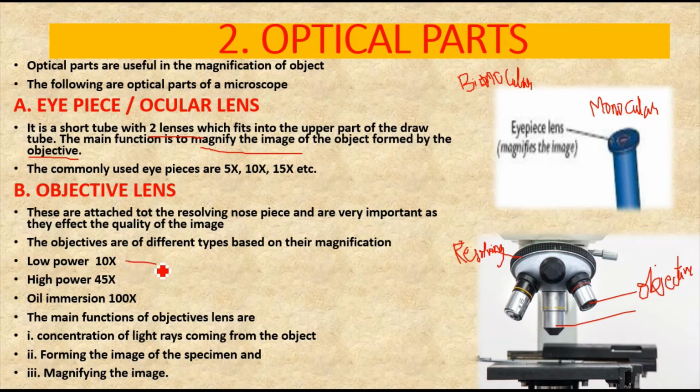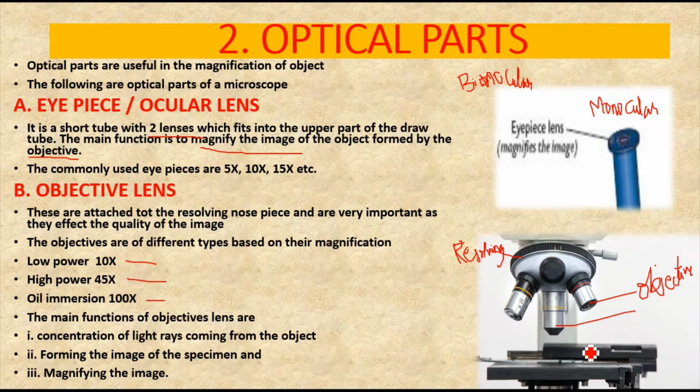Here the first type is low power, which is 10x, then high power, which is 45x, then oil immersion, which is 100x. So depending upon the power of the lens, we have different types: low power, high power, oil immersion.